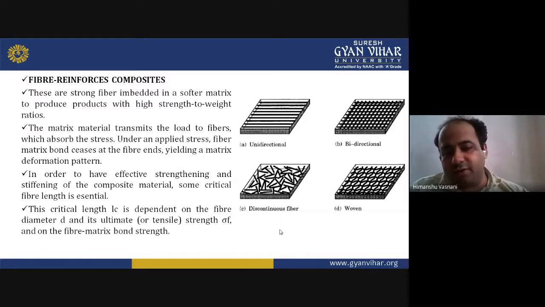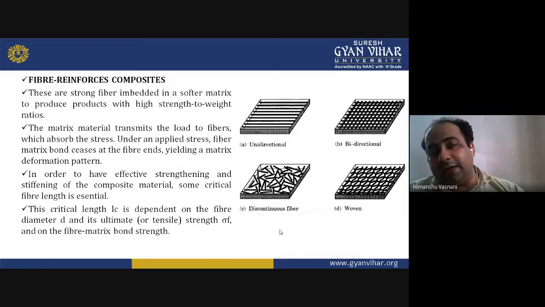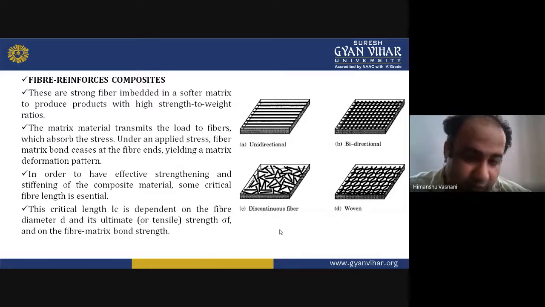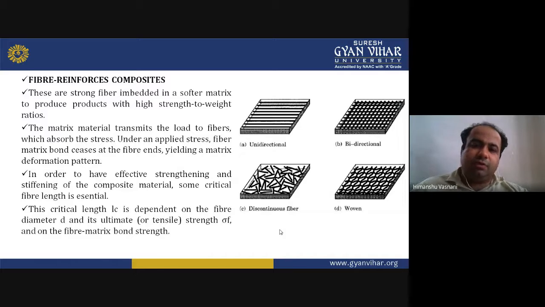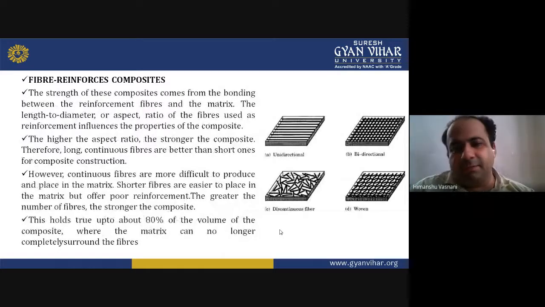In order to have effective strengthening and stiffness of the composite material, some critical fiber length is essential. This critical length, shortened as LC, is dependent on the fiber diameter, small d, its ultimate tensile strength, and the fiber matrix bond strength. You can see in the diagram unidirectional, bidirectional, discontinuous fiber and woven phase. The strength of these composites comes from the bonding between the reinforcement fiber and the matrix.